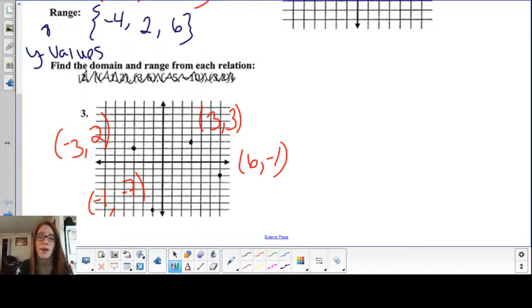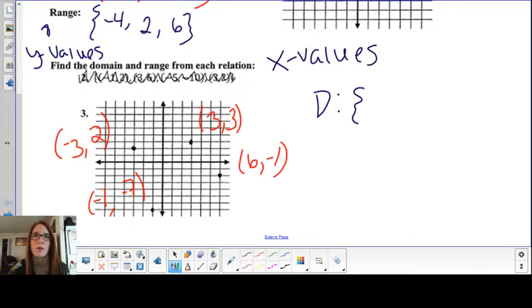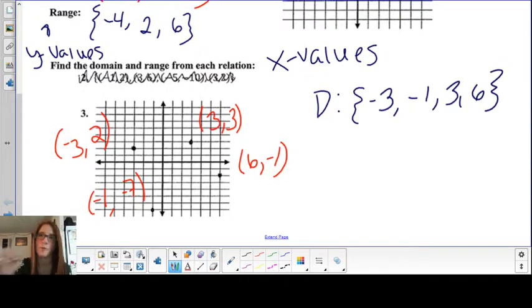So again, all we've done so far is identify the points. From this, we're going to list the domain and the range, but one step at a time. Remember, the domain deals with my x values, so I'm going to take all of my x values and put them in numerical order. I have negative 3, negative 1, 3, and 6. And I said them in numerical order, so how I said them is how I'm going to write them.